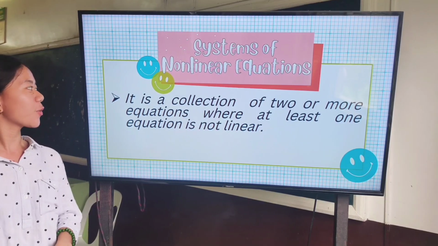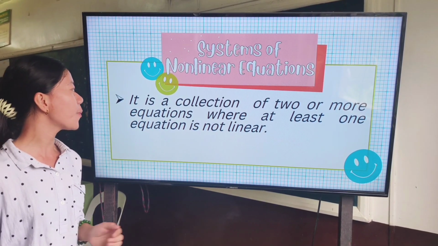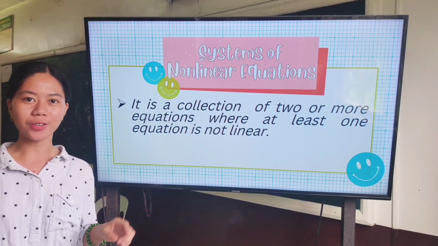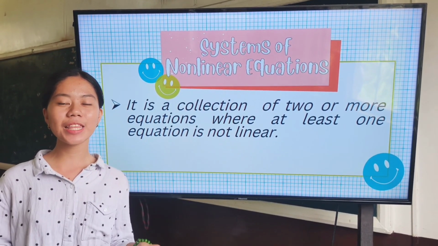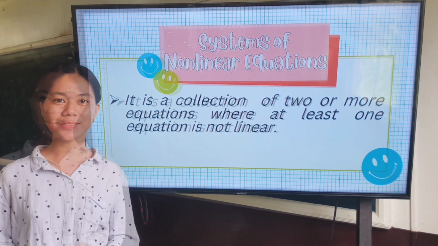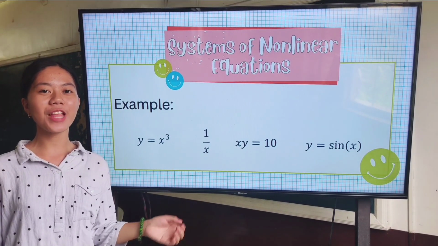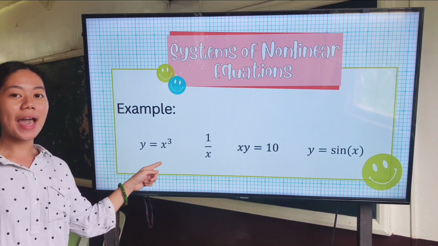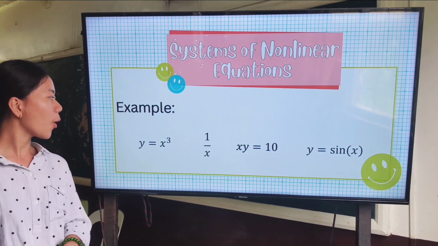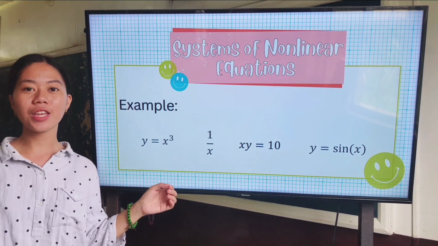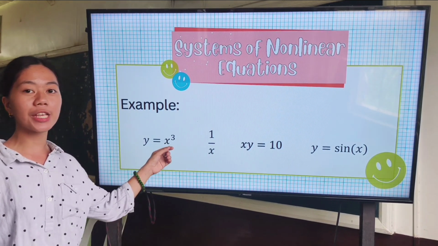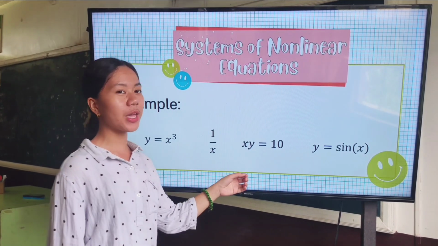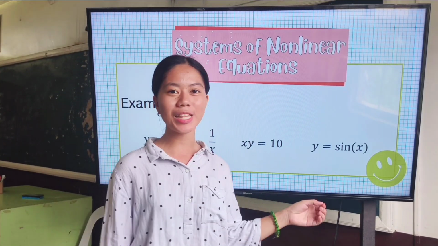A system of nonlinear equations is a collection of two or more equations where at least one equation is not linear. Think of it as anything more complex than a straight line. These are examples of nonlinear equations. For example, y equals x raised to 3. This is nonlinear because x is raised to the power of 3. And so is 1 over x, xy equals 10, y equals sec x.